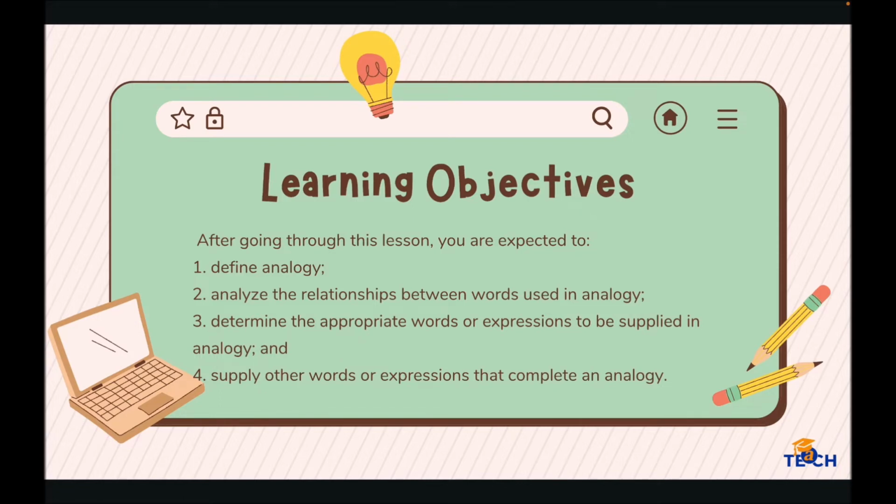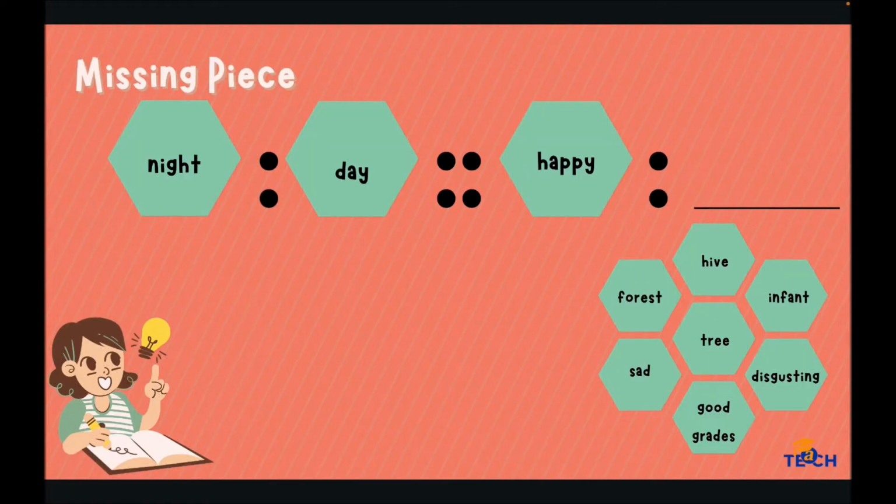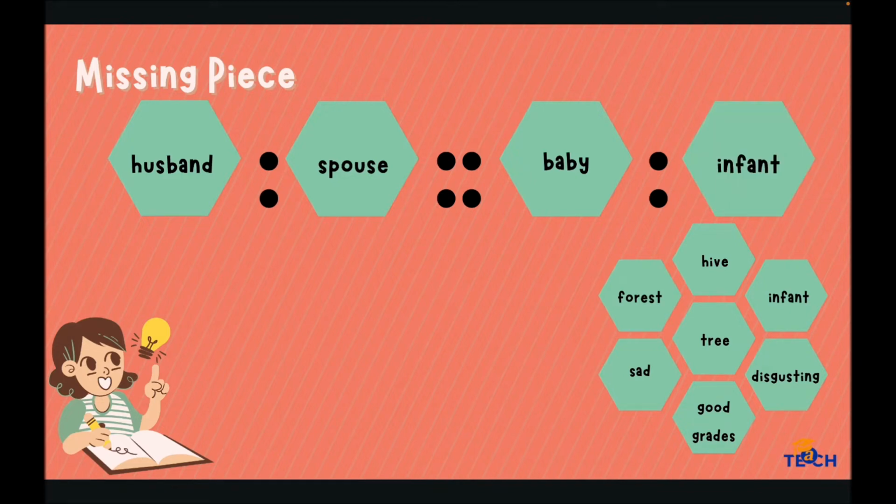Now, this video is designed to help you understand and master the topic about analogy. So now, let us find the missing piece in each item by observing how the two first words are related. So for item number 1, night is to day, as happy is to, what do you think is the answer? Sad. Next, husband is to spouse, as baby is to infant.